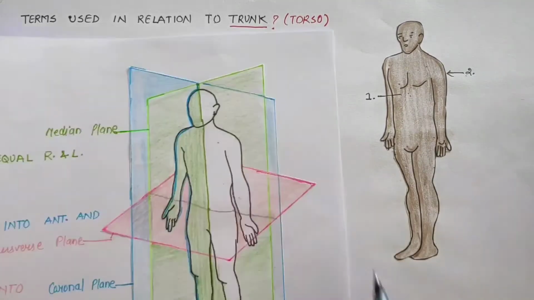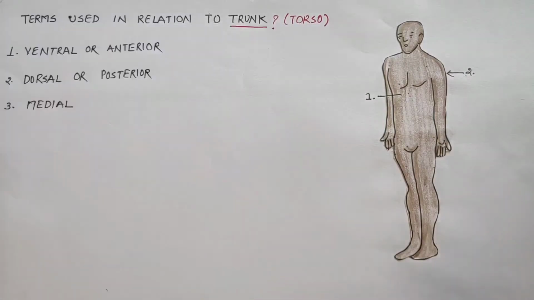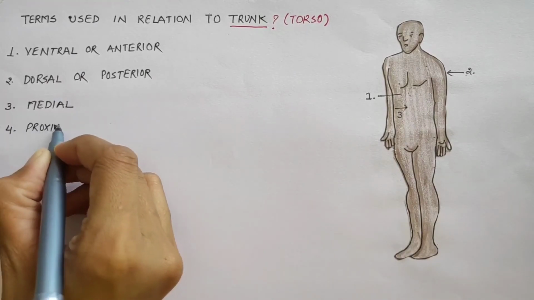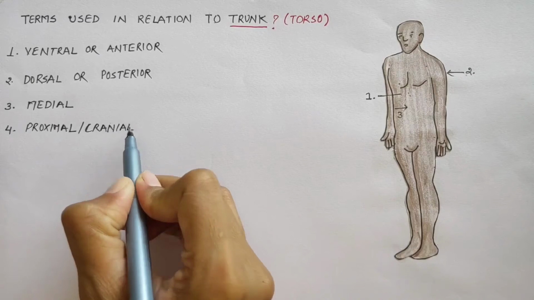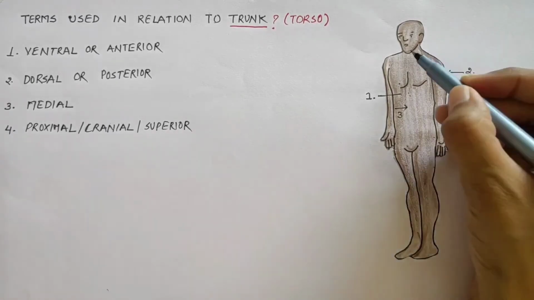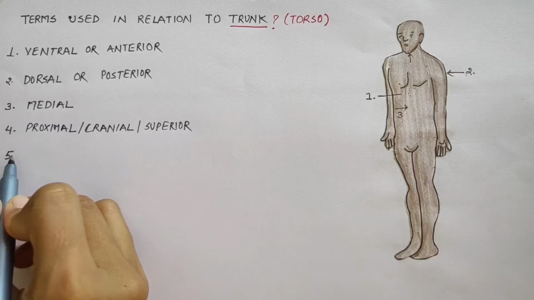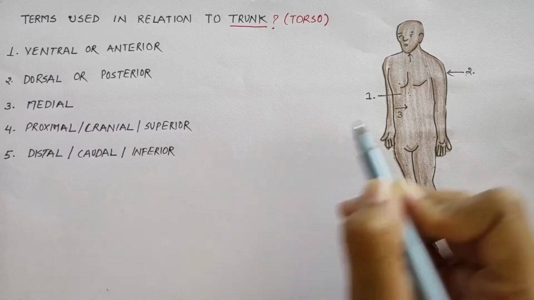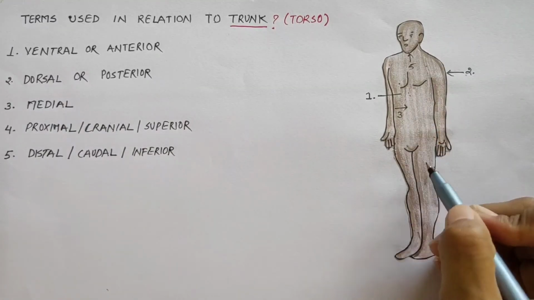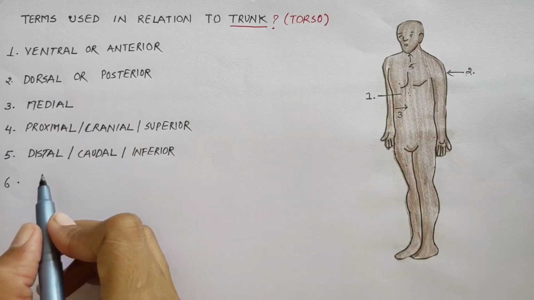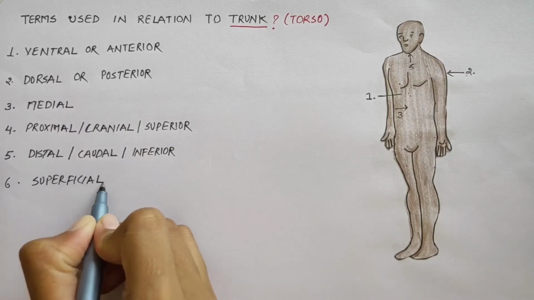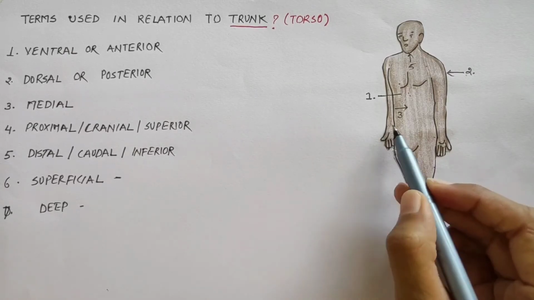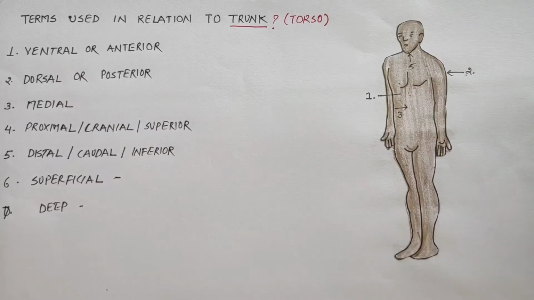Medial, it is close to the median plane. Lateral is away from the median plane. Proximal, cranial, superior: close to the head end of trunk. Distal, caudal, inferior: close to the lower end of trunk. Superficial, close to skin, towards the surface of body. Deep is away from the skin or away from the surface of body.